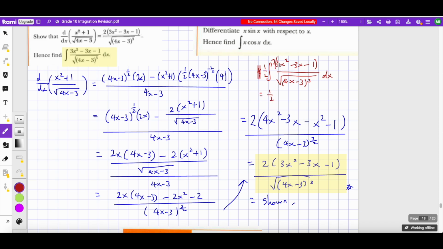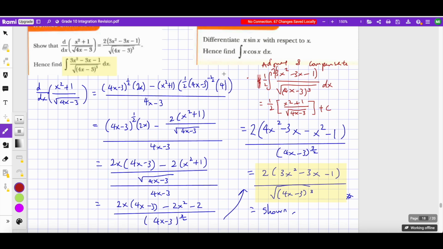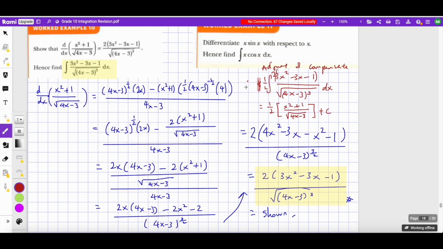So if we were to integrate 2 bracket 3x squared minus 3x minus 1 over root of 4x minus 3 power 3, it is essentially the original function that we differentiated, right? Which is x squared plus 1 over root of 4x minus 3. Okay? And we have to add a c. All right, so this is how you solve part B itself. So the concept or the skill is adjust and compensate. All right? Adjust and compensate.